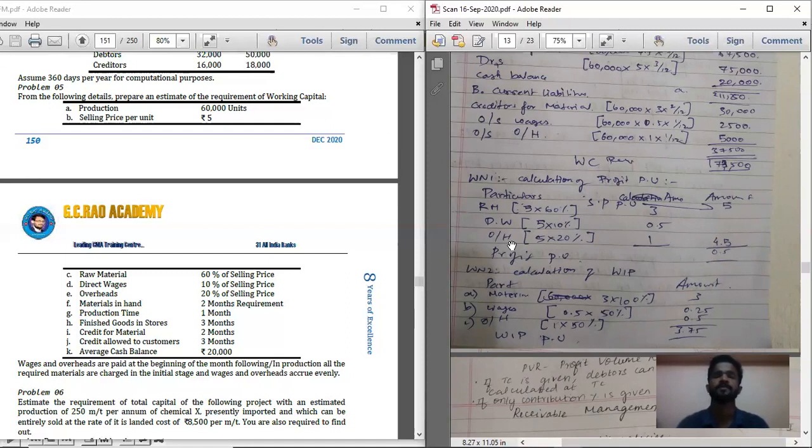Open a bracket. How much is the direct wages? 10% of selling price. Open a bracket, 5 into 10%. Close the bracket. In the inner amount column, put 0.5. How much is 5 into 10%? It is 0.5. Inner amount column 0.5.